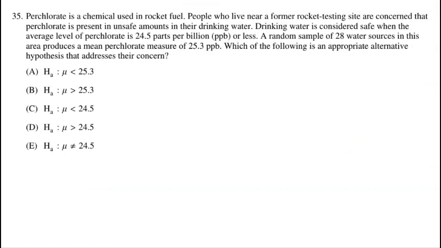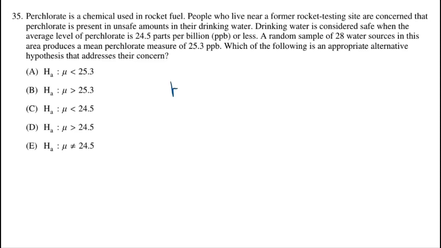So there's a chemical that's used in rocket fuel. People who live near a former rocket testing site are concerned that perchlorate is present in unsafe amounts in their drinking water. Drinking water is considered safe when the average level of perchlorate is 24.5 parts per billion or less. That's when it's safe. A random sample of 28 water sources in this area produced a mean of 25.3 parts per billion. Which of the following is an appropriate alternative hypothesis that addresses their concern?